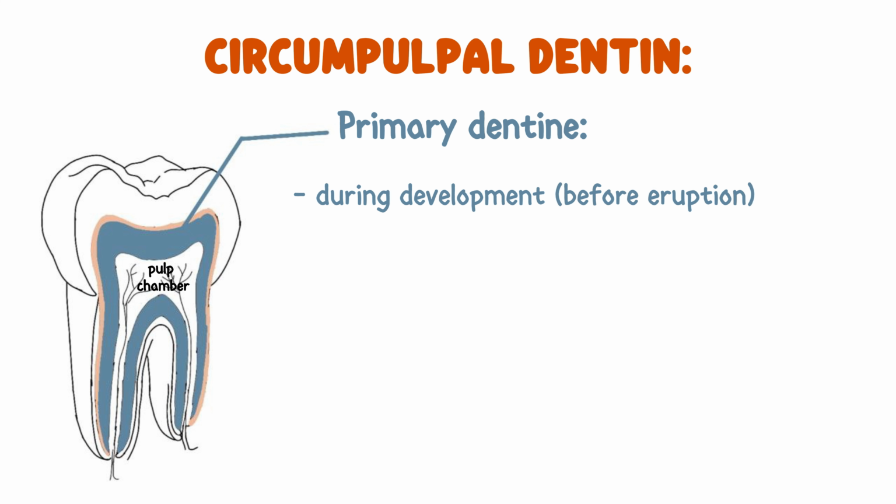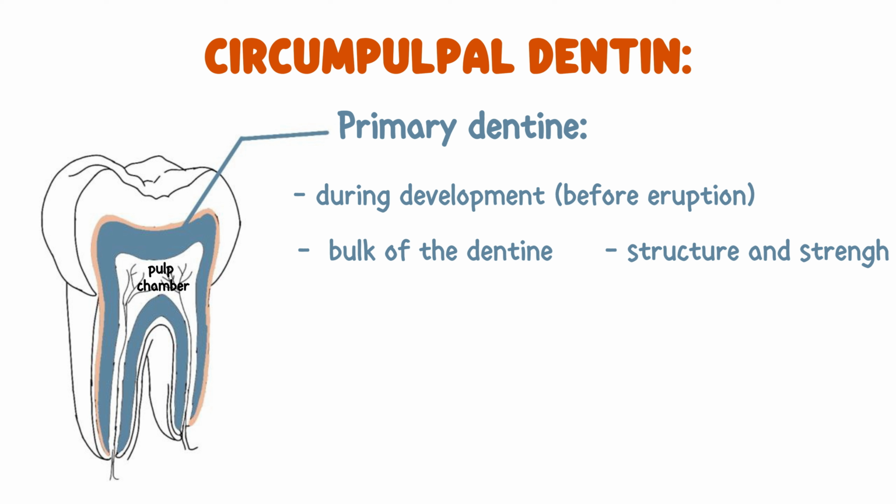It makes up the majority of the tooth's dentin and provides the initial structure and strength. This dentin is produced rapidly and lays the foundation for the tooth's shape and function.